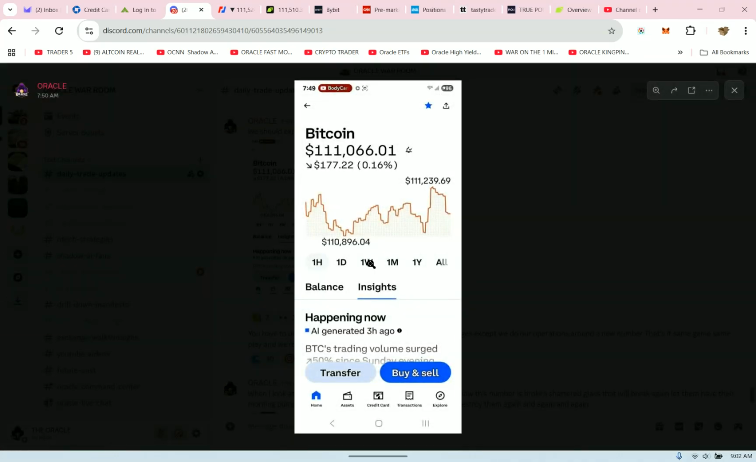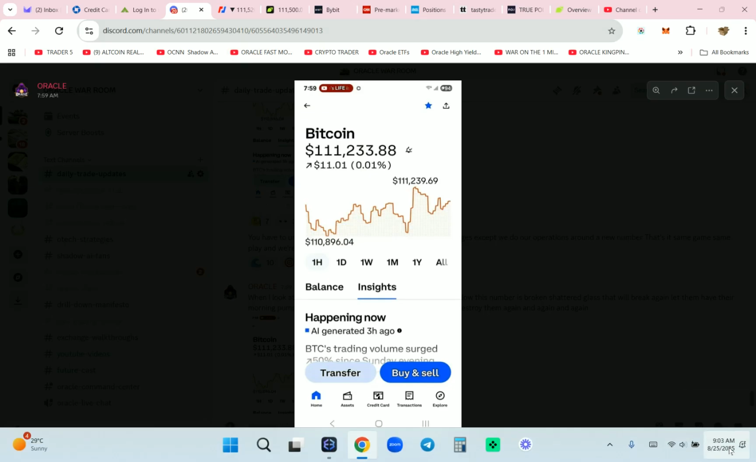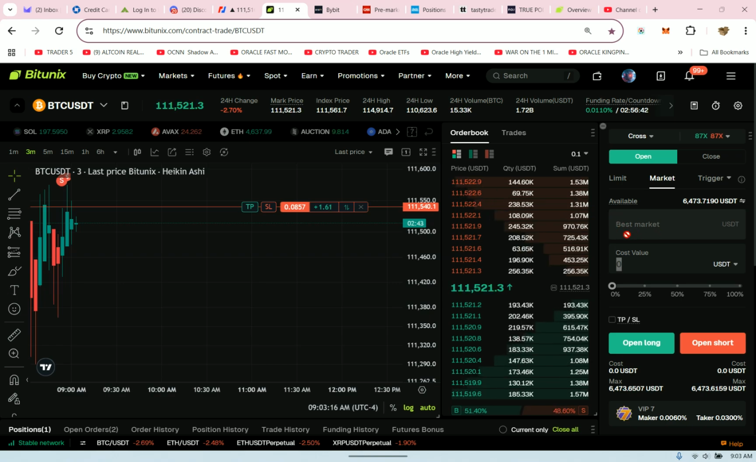We have structural weakness all the way down to 110,896. In the past 1 hour, we've gone up to 111,500. Okay, but that 110 is still weak. Now this is prime AM pump time. It's 9 o'clock, guys. So let me show you how I stagger into the trade.